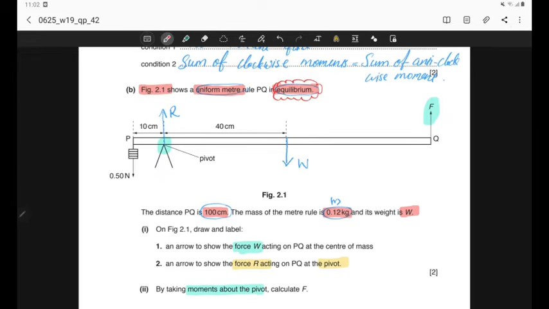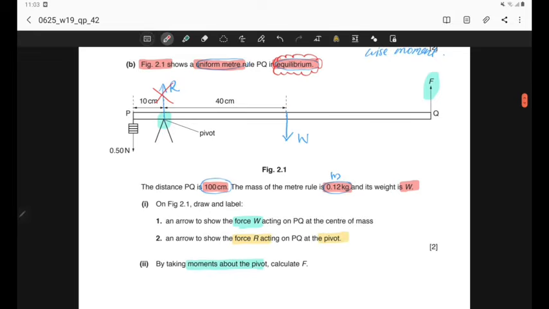So let's find how many forces there are, and which forces are causing a clockwise and anti-clockwise moment. As we are taking the moment from this pivot, we don't need to consider this reaction force, because it is acting exactly on the pivot, so the distance is 0. The normal reaction force, since it is acting on the pivot, does not cause any moment. So only 3 forces cause moment.